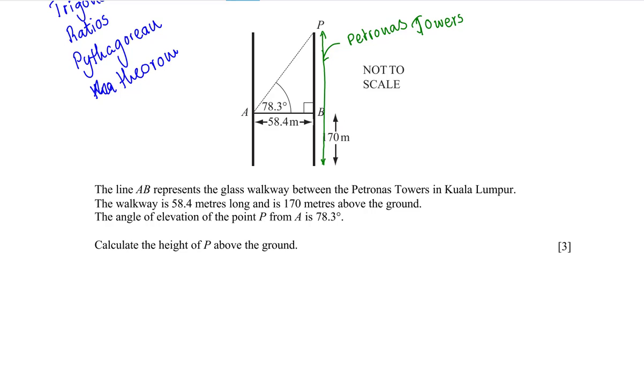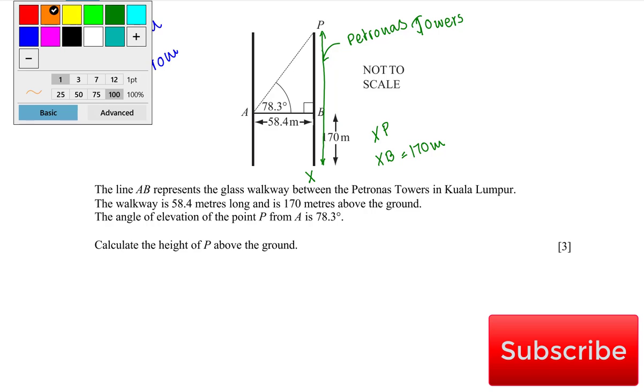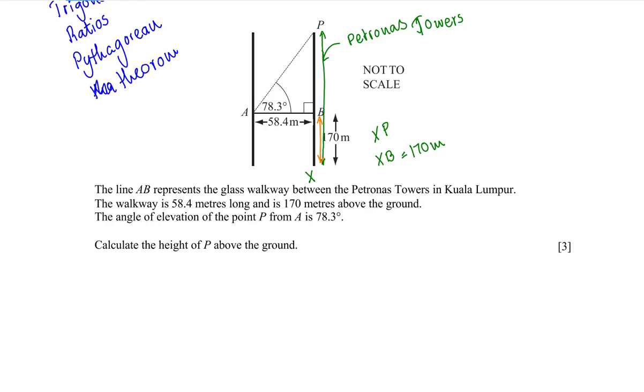If we were to mark another point, let's say X over here, they're basically telling us to find the value of XP. Now what we do know is that XB is equal to 170 meters. This over here, let's use a different color, has a value of 170 meters, but we don't know the value of PB, which is this. So in order to find that, PB plus XB will give us the value of XP. Okay, so from this we know that we have part of the answer, and we need to find the other part in order to find the final answer.